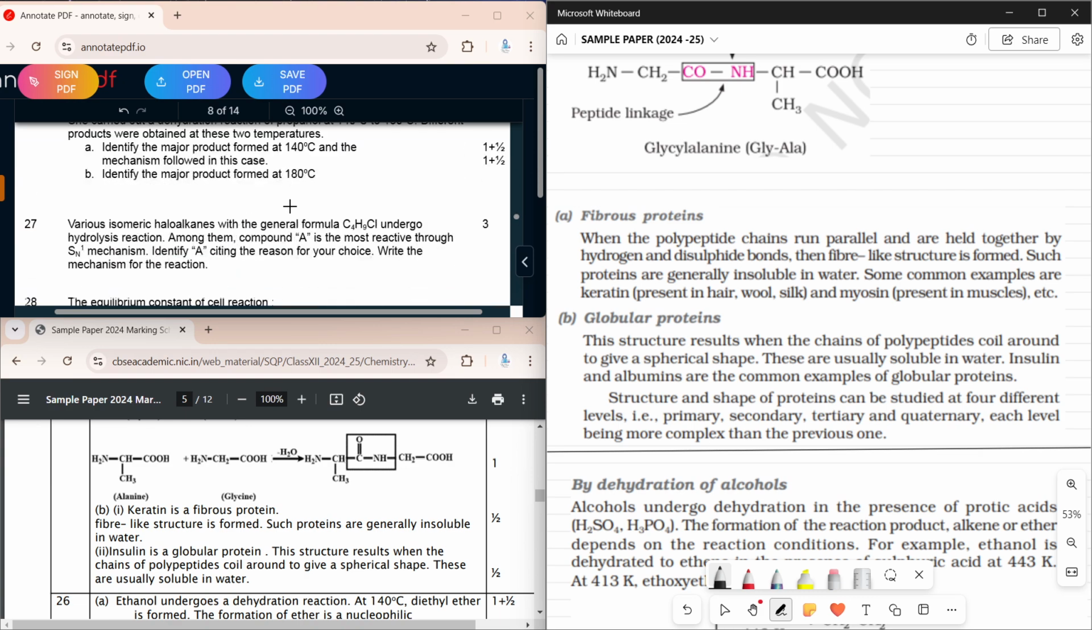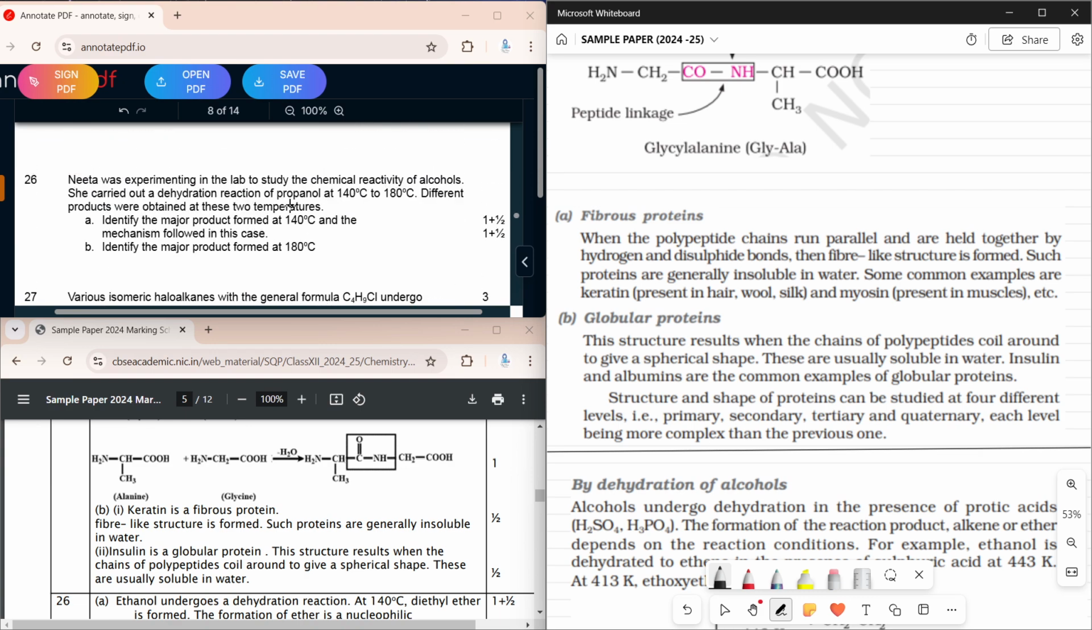The next question we have over here is question number 26. Neeta was experimenting in the lab to study the chemical reactivity of alcohols. She carried out dehydration reaction of propanol at 140 Celsius to 180 Celsius. Different products were obtained at these two temperatures. Now we need to identify the major product at 140 and the mechanism. And we have to identify the major product at 180.